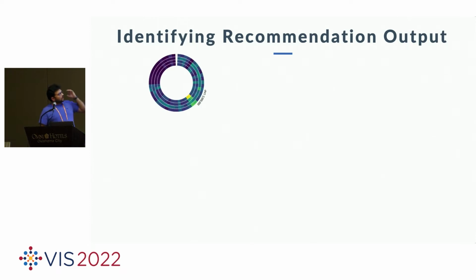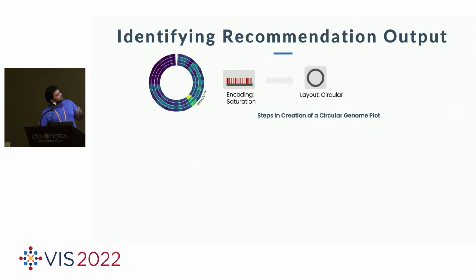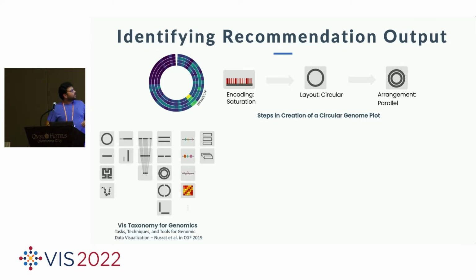So the answer was genomics visualization, but when we really looked at it, we saw that there are individual components that actually make up these visualizations. So for instance, in the circular plot, we have a saturation-based encoding, then we use a circular layout, and these circles are arranged in a parallel or a concentric way to create the final visualization. Fortunately, we had this information available from a survey by Nusrat et al., where they identified the taxonomy of visualization. I would strongly recommend for you to check out this paper if you haven't.